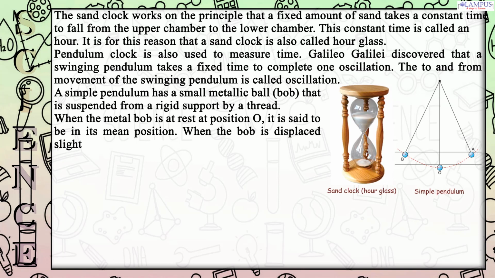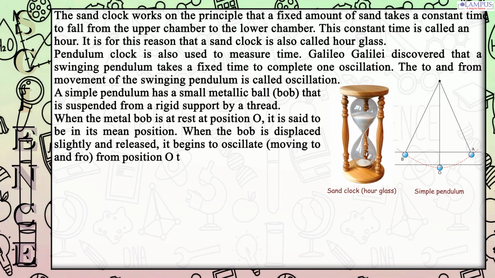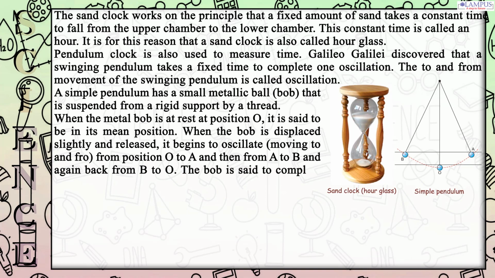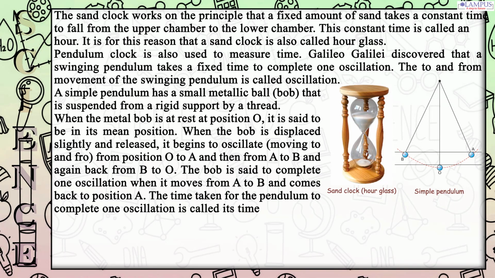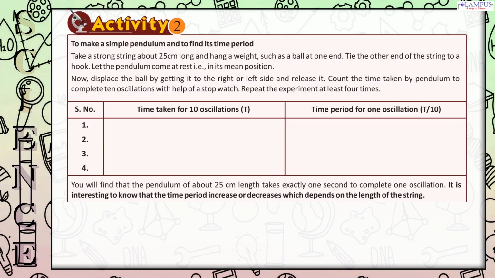When the bob is displaced slightly and released, it begins to oscillate, moving to and fro, from position O to A and then from A to B and again back from B to O. The bob is said to complete one oscillation when it moves from A to B and comes back to position A. The time taken for the pendulum to complete one oscillation is called its time period.